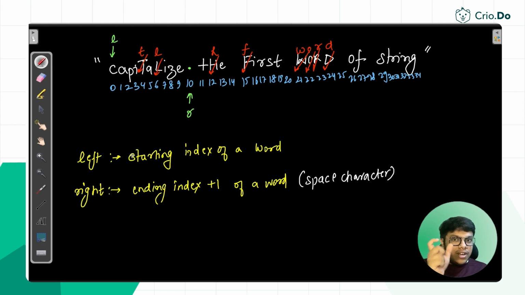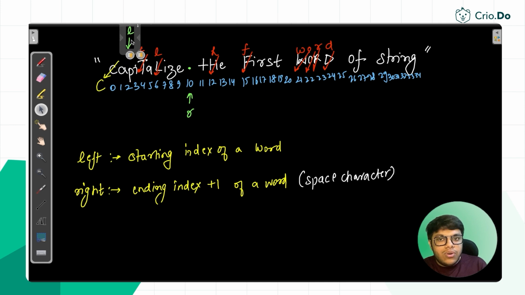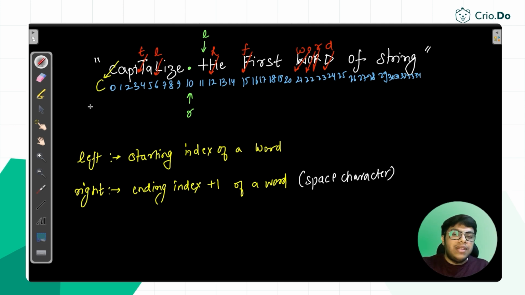So should a word of 10 letters have the first letter capital? The answer is yes. So I will make the leftmost letter capital, capital C in this case. And now go to the next word. How can I go to the next word? I can make the left go to right plus 1, because right is pointing to the space. I am denoting space by a dot. So left will be pointing to right plus 1, and right will be starting again from left only. Right will always start from left.